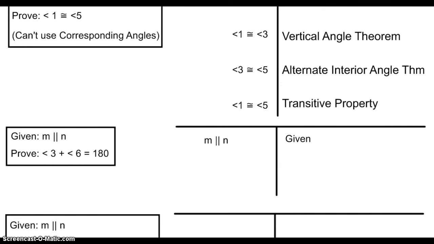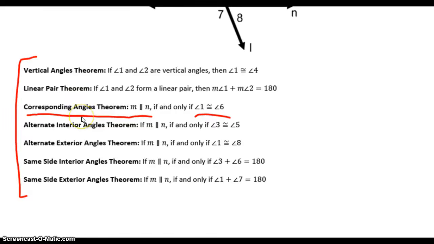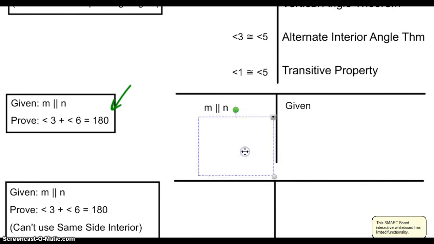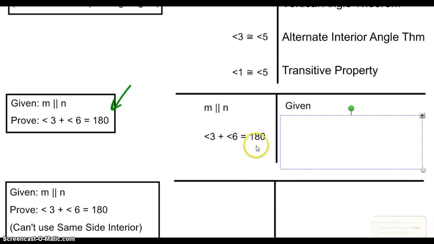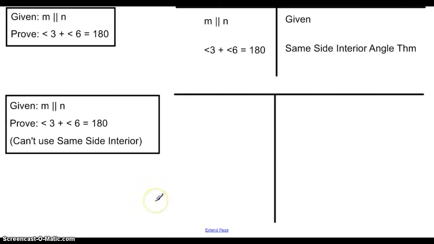But next we have to prove that angle 3 plus angle 6 equals 180 degrees. So let's take a look at those up here. Here's angle 3, there's angle 6. Well, those look like same side interior angles. So, if we look back at our sheet here, there's same side interior angles. If the lines are parallel, then they add together to equal 180. That's exactly what we're going to do here. Okay, and so our last step is going to be that they add up to equal 180 because they're same side interior angles. Perfect.